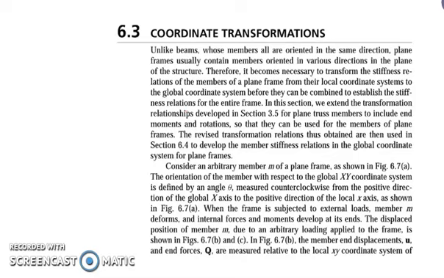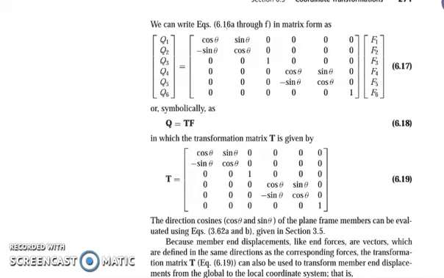Again, we make use of Q, the member end forces in the local coordinate system, and F to represent our member end forces in the global coordinate system. If we are going to transform our member end forces from the global coordinate system to the local coordinate system, we have this equation. So this is transforming global member end forces to local member end forces: Q is equal to T times F.